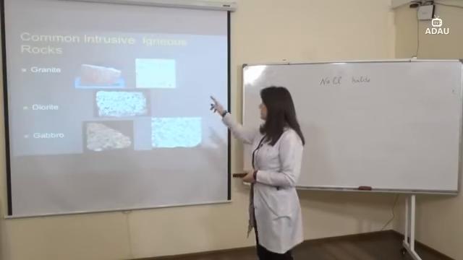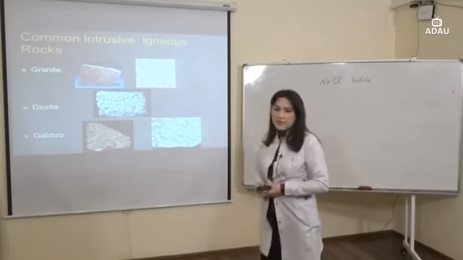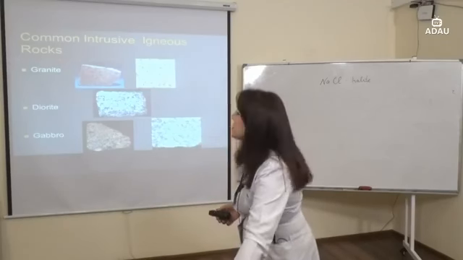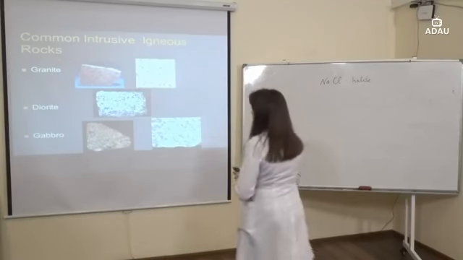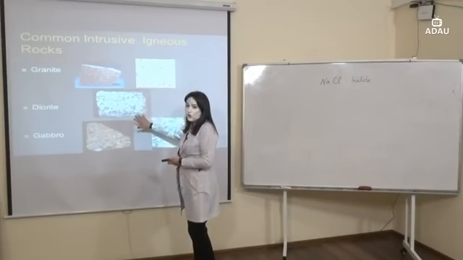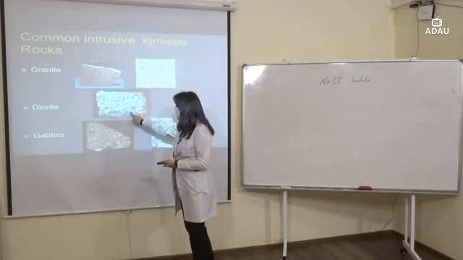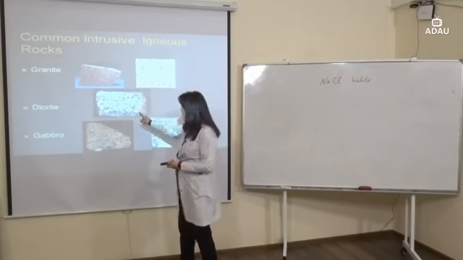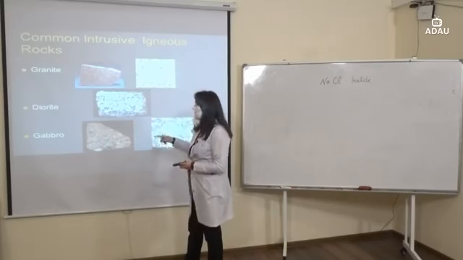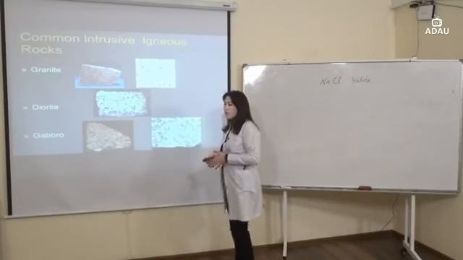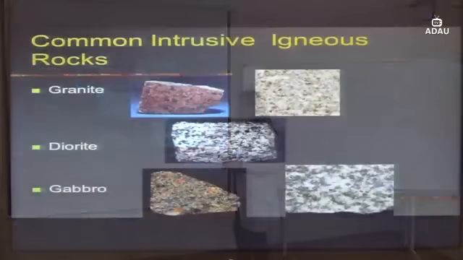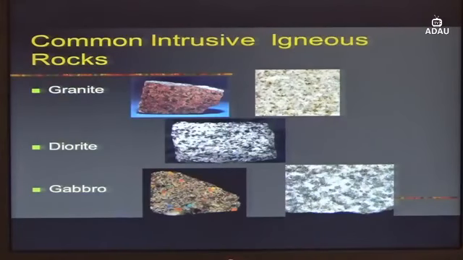Common intrusive igneous rocks are, for example, granite, diorite, and gabbro. We can see that they are very heavy. Intrusive rocks are heavy, and we cannot see pore spaces in intrusive rocks. But we can easily see the free spaces, pore spaces, in extrusive rocks. These are the gas places.